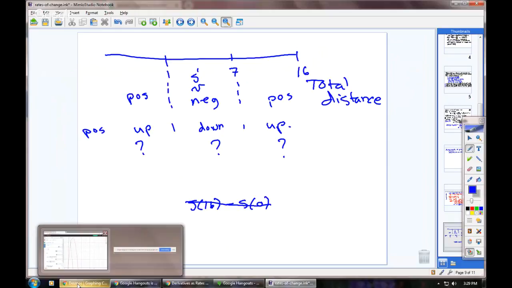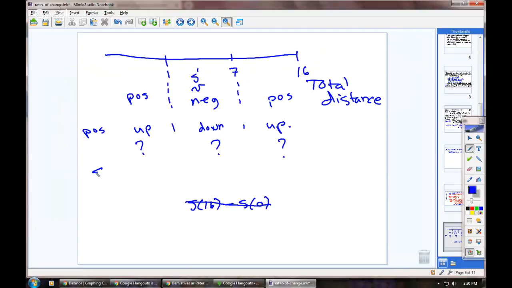What I need to do is consider the absolute value of distances and when it changes. So what do I need to know? I need to know the position initial, the position at 1, the position at 7, and the position at 16. Oops, we're using s for position.